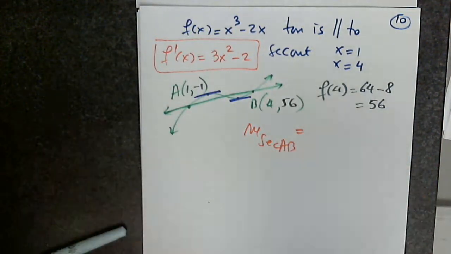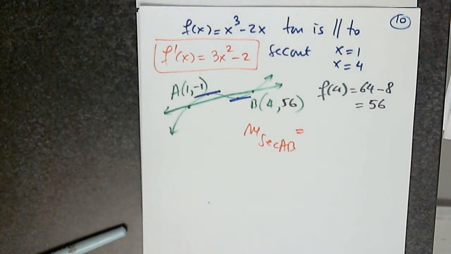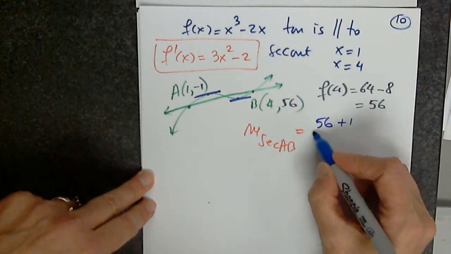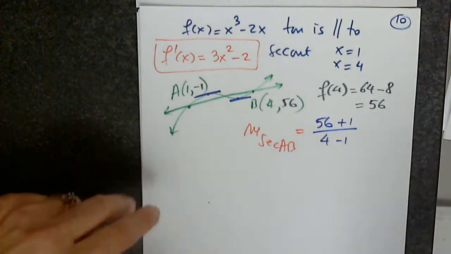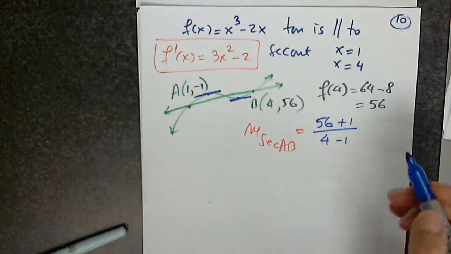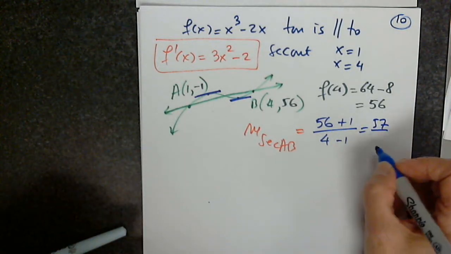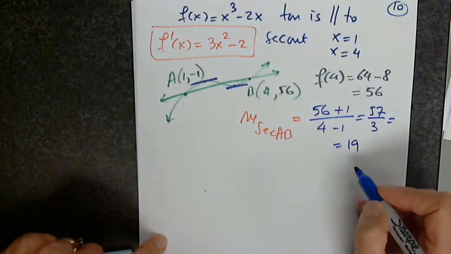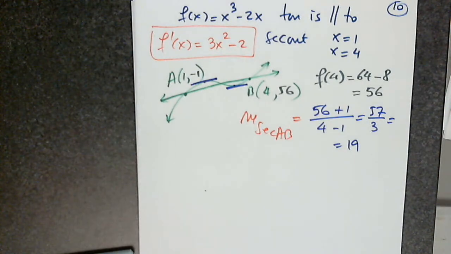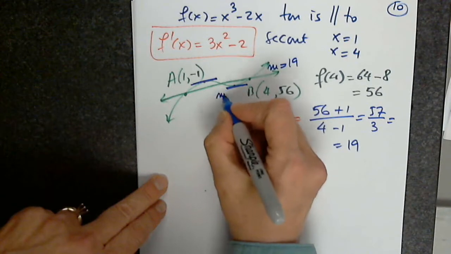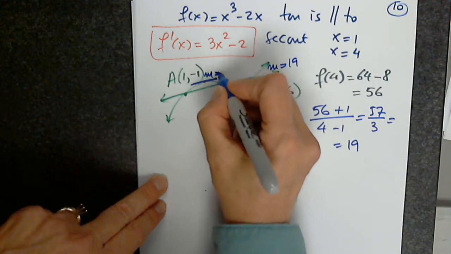Okay. Now I can find the slope of the secant line. So what is it? Very good, excellent. So y2 minus y1 over x2 minus x1. Very good. So the top is 57, the bottom is 3. So when I divide, I get 19. Good. So I found the slope of this line, which is 19. Then the slope of this line is 19, and the slope of this line equals 19.